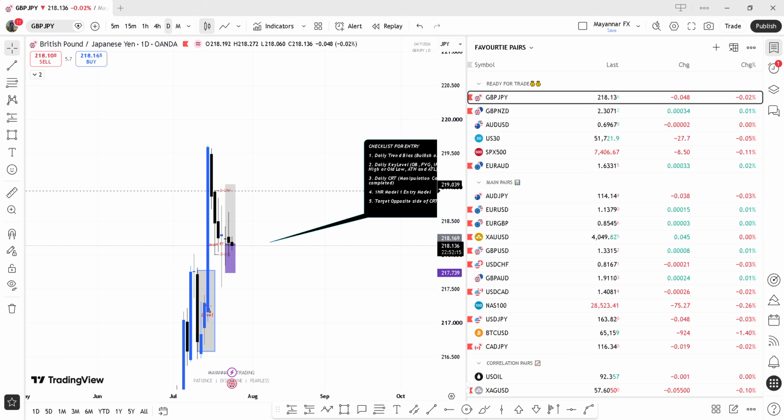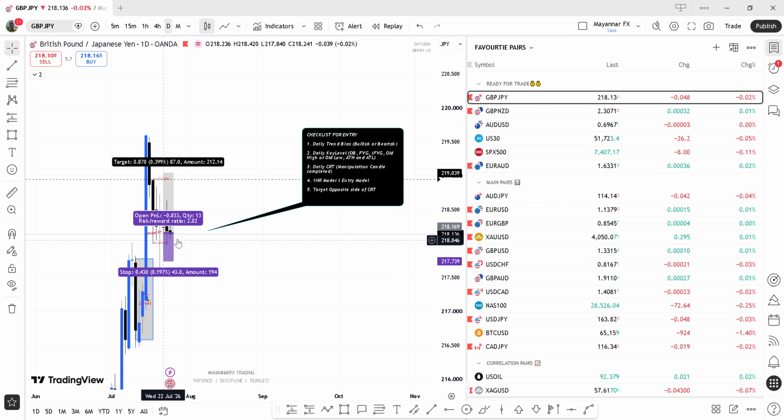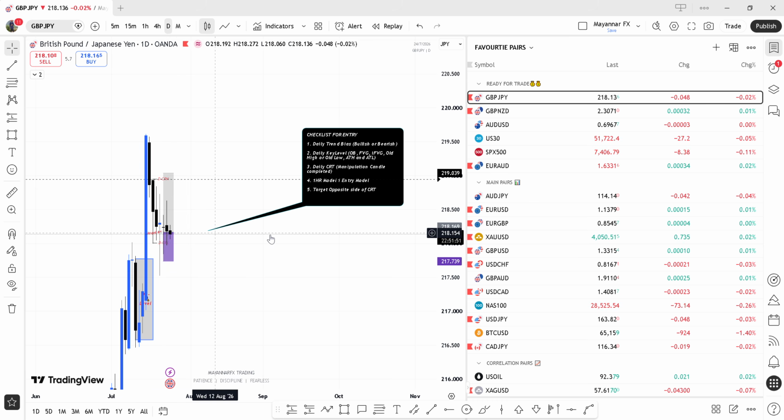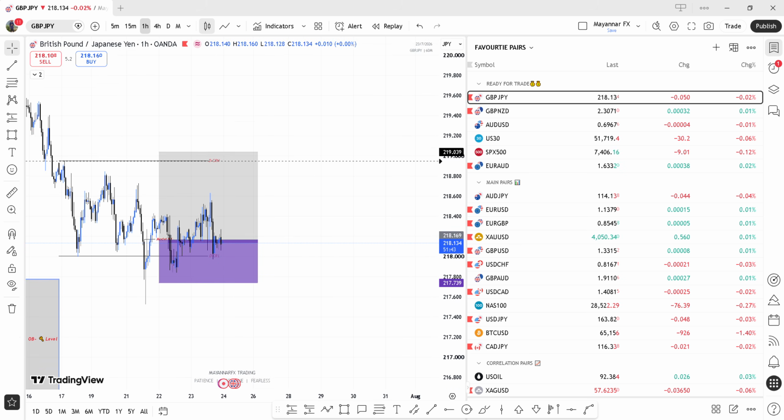This is my checklist for entry. Daily time frame, daily trend, bias was bullish. My key level: OB, FVG, IFVG, all highs and all lows. Now this is another block, another OB. So my key level, price tapped into it and closed inside. This was the range. It was so clean that I did not expect it. And from the 1 hour, I went to the 1 hour entry. It was too clean that I didn't expect the trade to move like this. So nothing I could do.